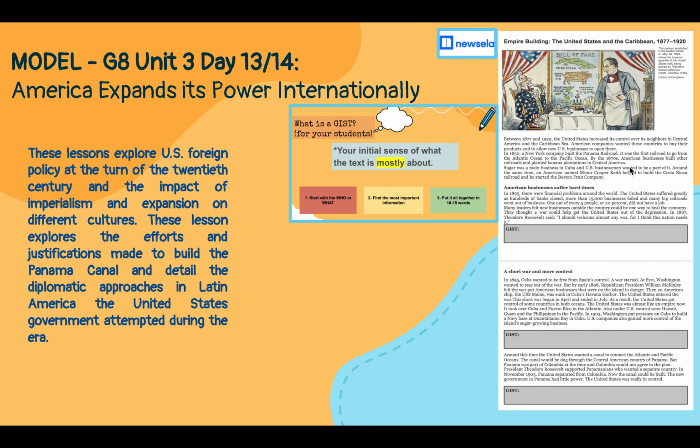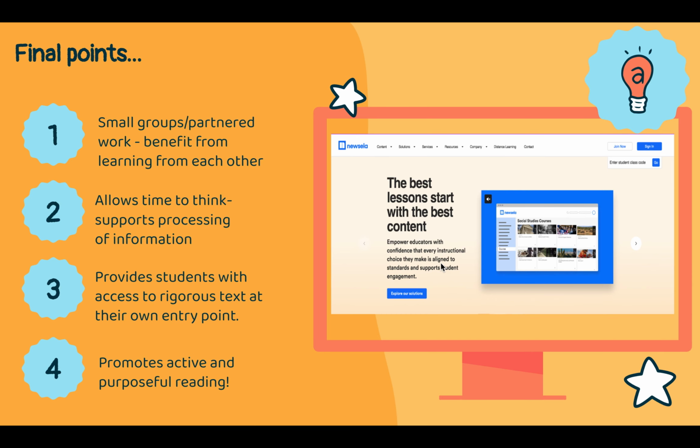And here we see the GIST strategy that you can use with your articles when you're breaking them down. And you can break them down in any way that you think is logical or is best for your students. So, chunking the text or providing leveled text and using Newsela is very beneficial for small groups and partnered work.